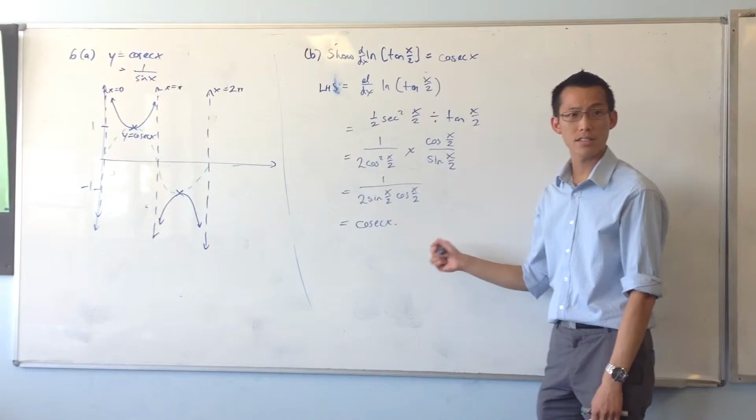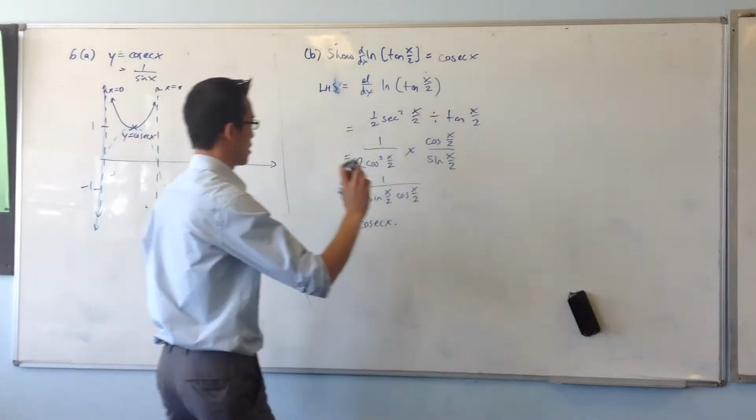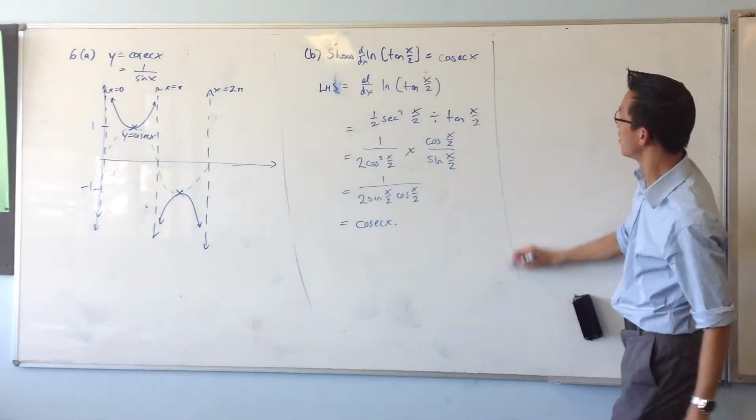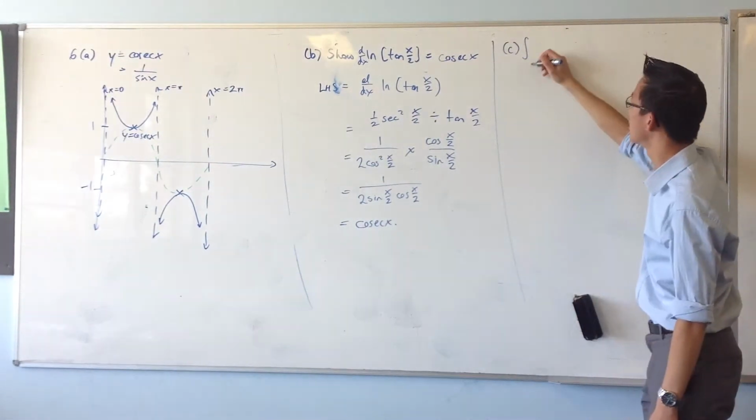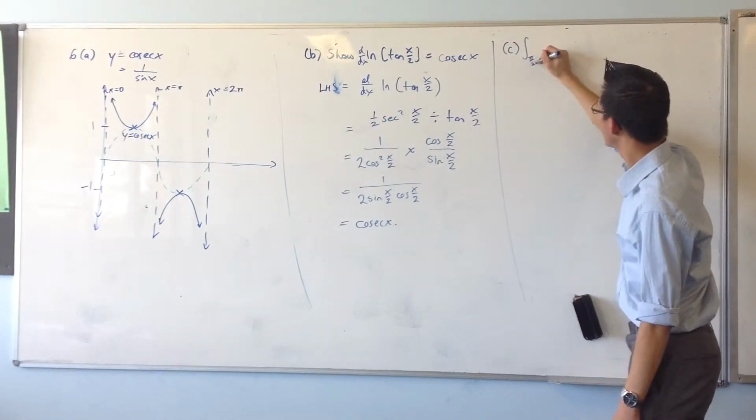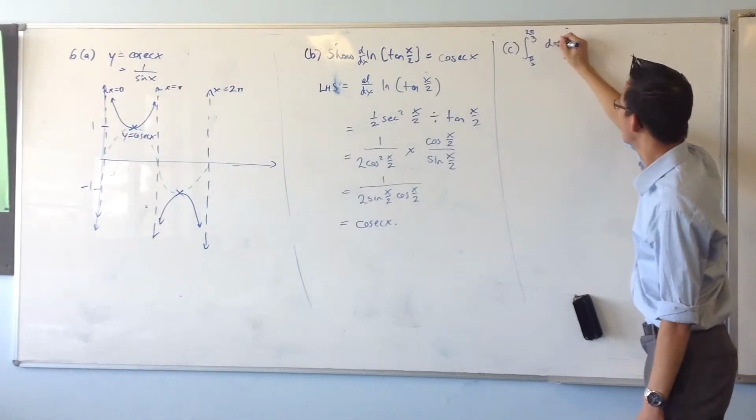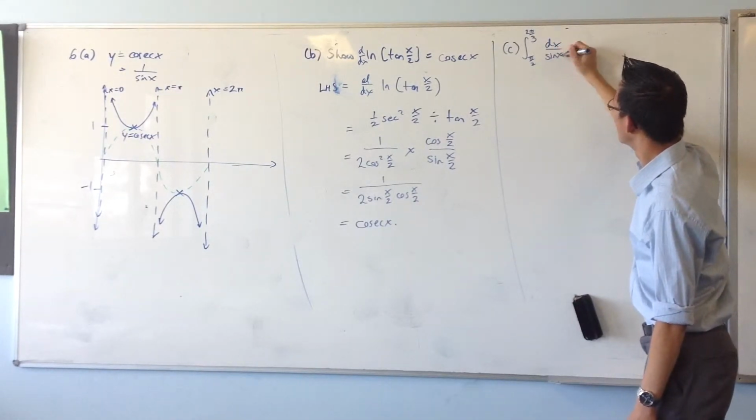Now, therefore, what am I asked to do with this? Where did I take it? Evaluate. Oh, I need this. The definite integral of 1 on sine x. What are the boundaries? From pi on 4 to pi on 3. That's right. Of 1 on sine x.